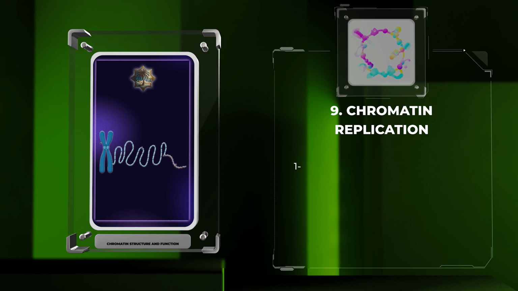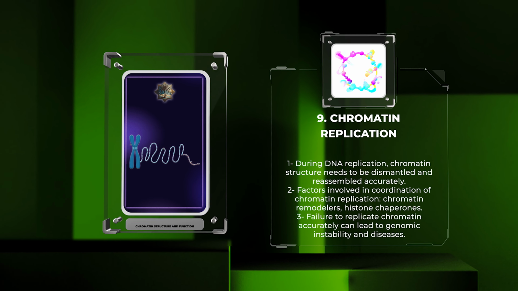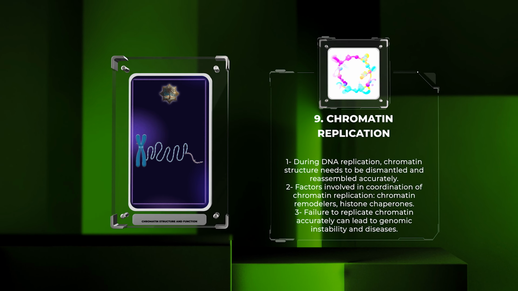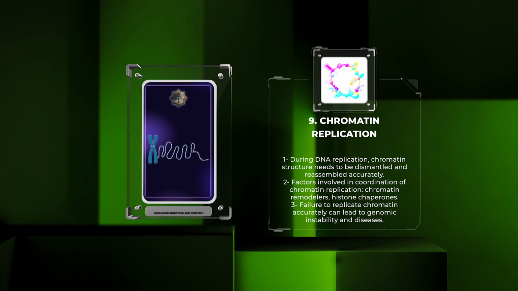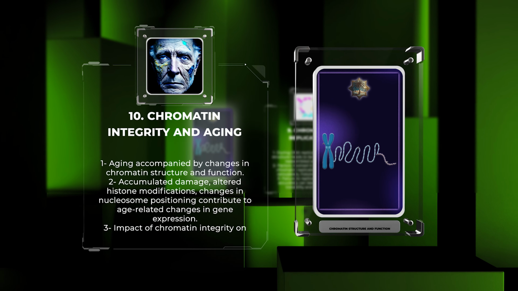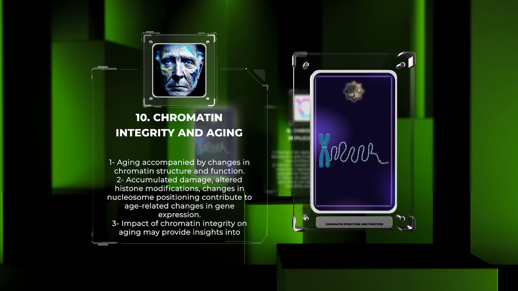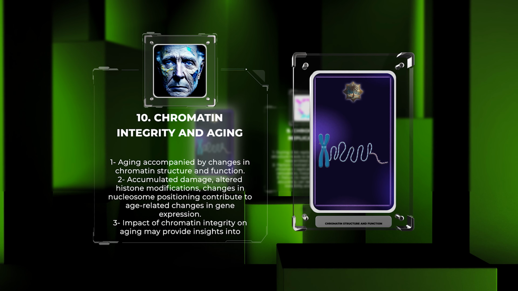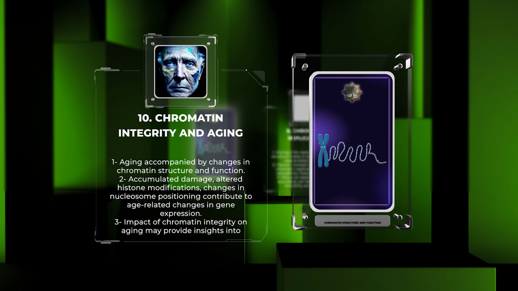During DNA replication, chromatin structure needs to be dismantled and reassembled properly to ensure accurate DNA synthesis. Various factors, including chromatin remodelers and histone chaperones, are involved in the coordination of chromatin replication. Failure to replicate chromatin accurately can lead to genomic instability and diseases. Aging is accompanied by changes in chromatin structure and function. Accumulated damage, altered histone modifications, and changes in nucleosome positioning contribute to age-related changes in gene expression. Understanding the impact of chromatin integrity on aging may provide insights into age-related diseases and potential therapeutics.